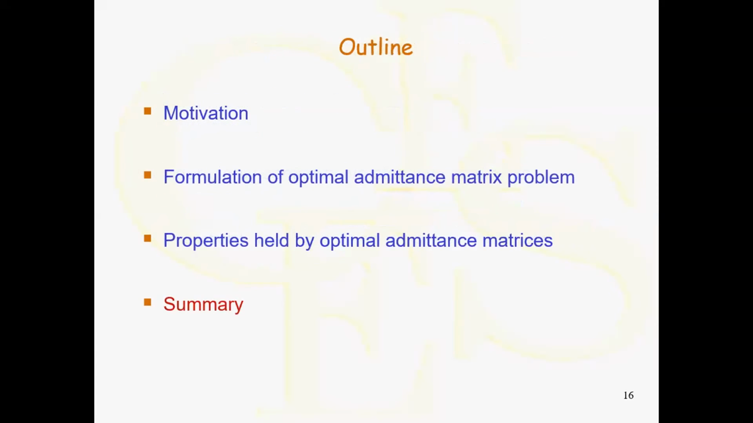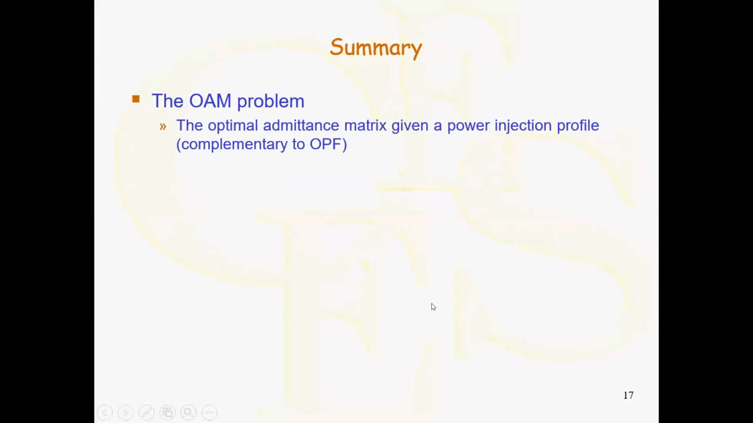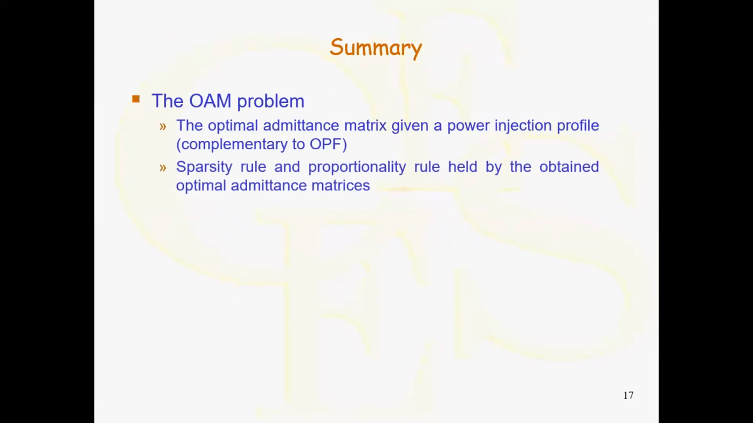So finally, let's summarize our paper. In this work, we propose the OAM problem that finds the optimal admittance matrix for a given power injection profile. And this problem provides a complementary viewpoint to the traditional OPF problem. Now, we find that the obtained optimal admittance matrices have two interesting properties, namely the sparsity rule and the proportionality rule. And here are some possible future directions to explore.